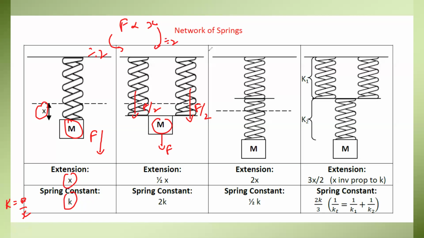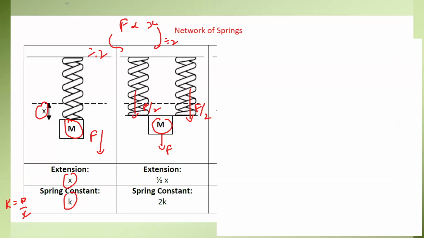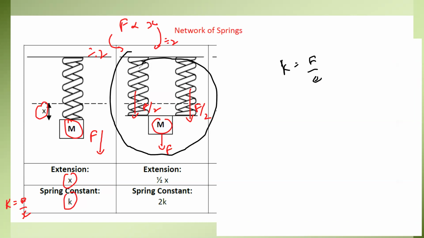So when we compare the whole system, the whole system was having a force of F. We have the formula K is equal to F divided by E. The whole system, and we are talking about the whole system. So what is the force on the whole system? The force on the whole system is F. So we write F. But what about the extension?